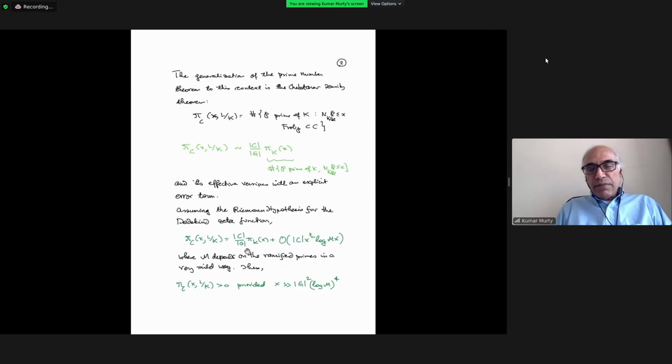Well, if the main term dominates the error term, then it's positive. So you look at what this is, and let's say you replace this with an x over log x. The size of the conjugacy class cancels out, and then you need that x should be bigger than the size of the group squared times log of script m to the fourth. Okay, that's just from this formula.